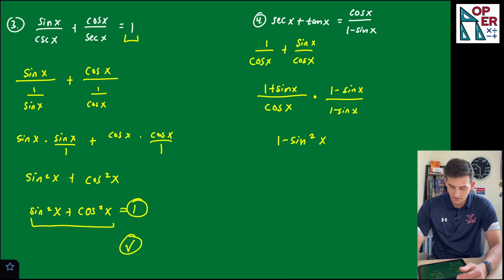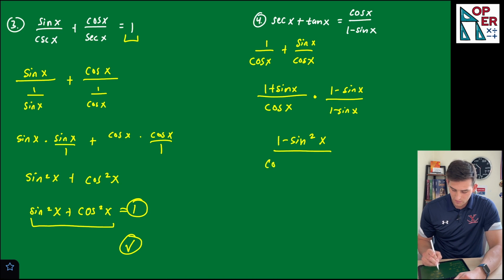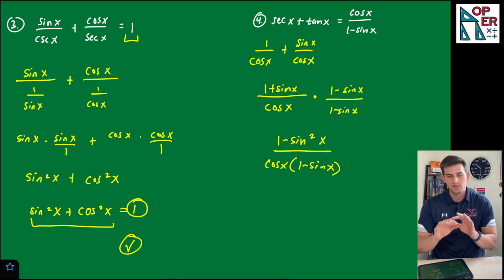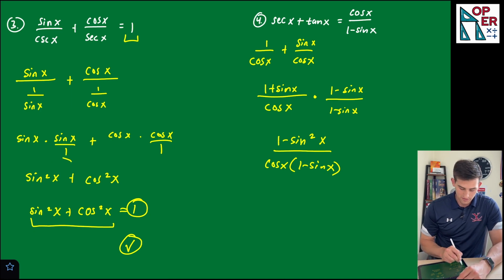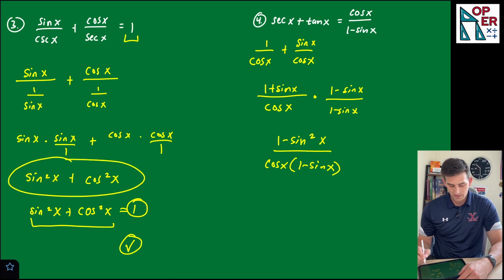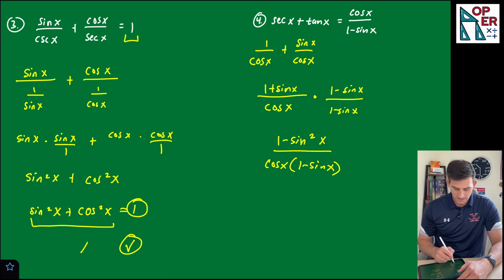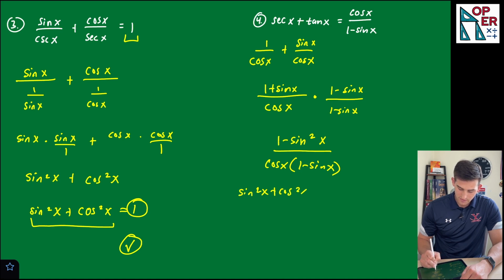Now in our denominator, that's just going to be cosine of x times 1 minus sine of x. And I could distribute that, but I'm just going to leave it separate right now, and it'll make sense in just a minute. Now my numerator says 1 minus sine squared of x. Well, if I go back over here to number 3, where we had sine squared of x plus cosine squared of x, we said that was equal to 1, right? Well, what we could do is, what if I subtracted sine squared of x? So I have sine squared of x plus cosine squared of x is equal to 1.